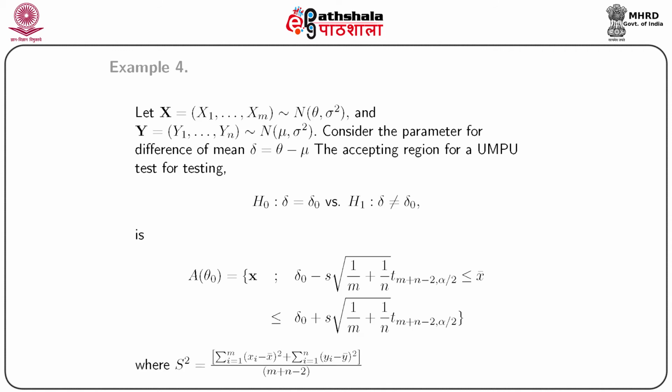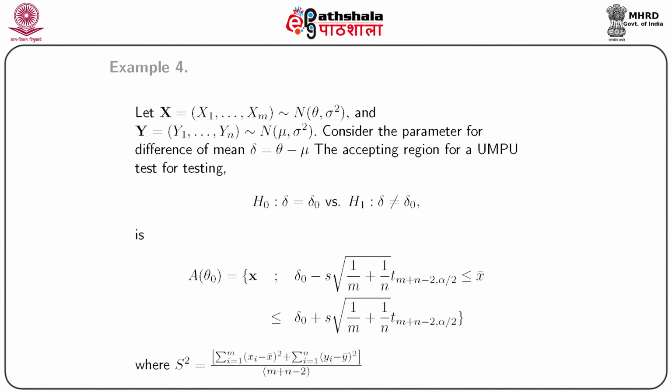We consider our fourth example. Here we consider two samples. Let x be the first sample, x equals x1, x2, ..., xm. It is drawn from a normal theta, sigma square population, and y is our second sample, y1, y2, ..., yn. It is drawn from the normal mu, sigma square population. The samples are drawn independently of each other. Consider the parameter of difference of means. Let delta equal theta minus mu.